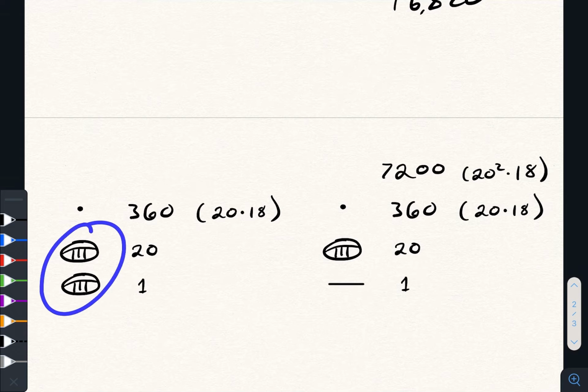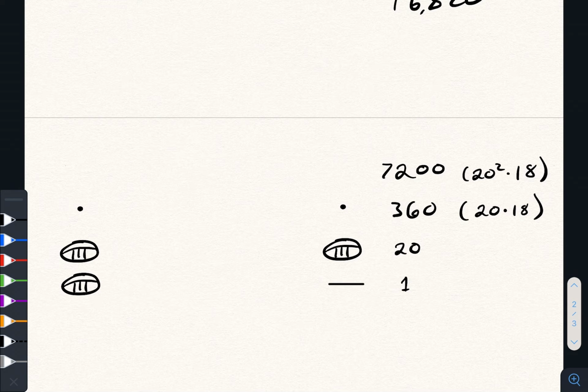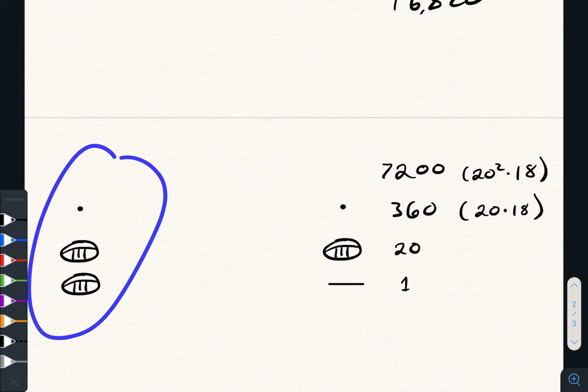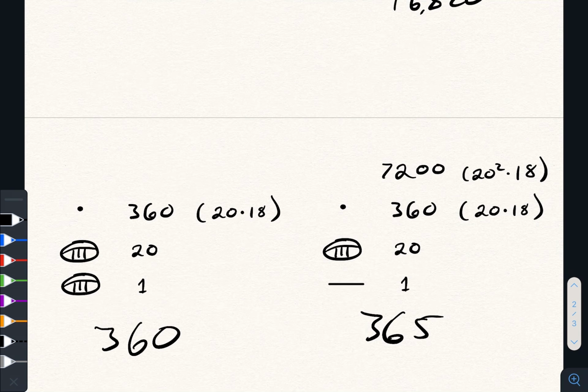And then no groups of 20, no groups of 1. By the way, they wouldn't write any of this. This stuff would just not be there when they are writing their symbols. This is really just for us, right? If you wanted to represent the number 365, you would do something very similar. You would have one group of 360, no groups of 20, that would be too much, and then 5 groups of 1. So this one right here would represent 365, whereas this is 360.